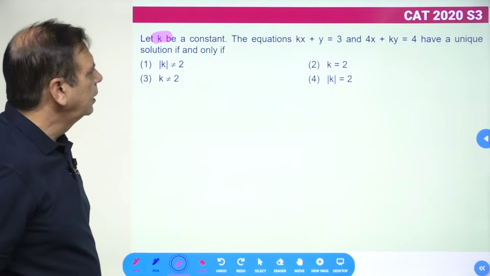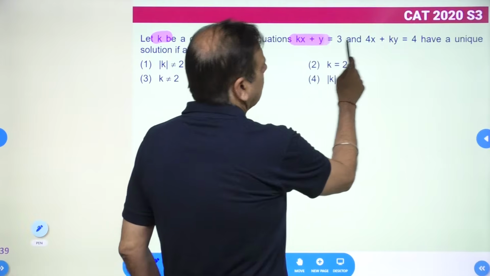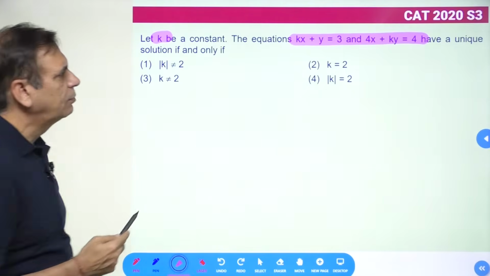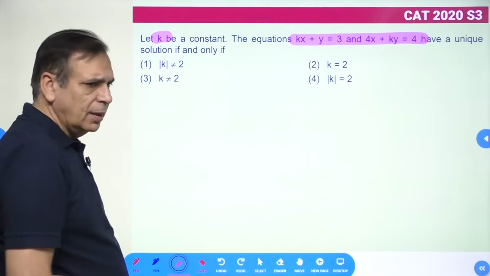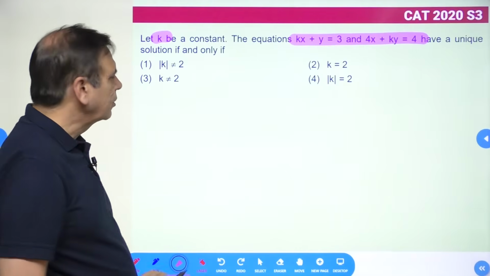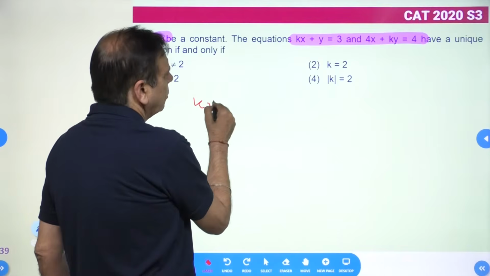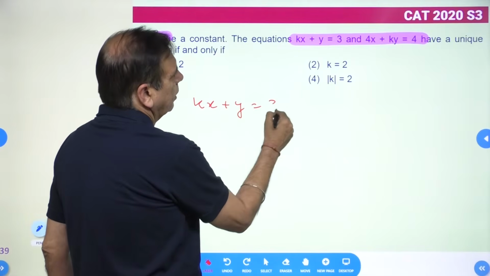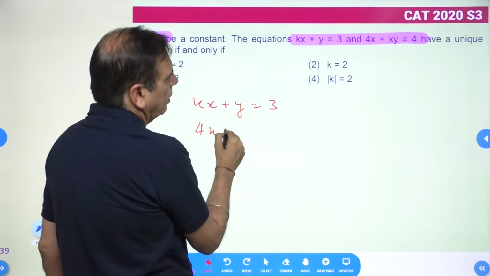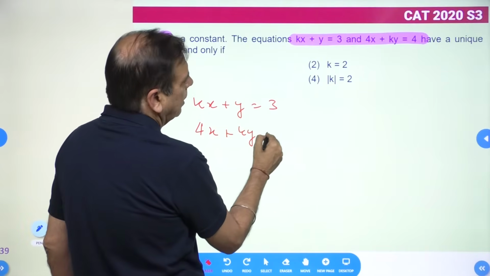Let k be a constant. The equations have a unique solution if and only if... When do they have a unique solution? That's the standard rule we need to apply. Okay, this says kx plus y equal to 3 and 4x plus ky equal to 4.